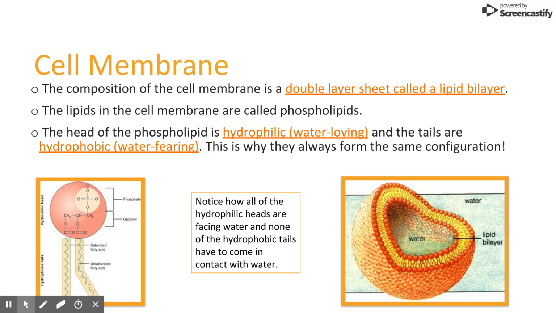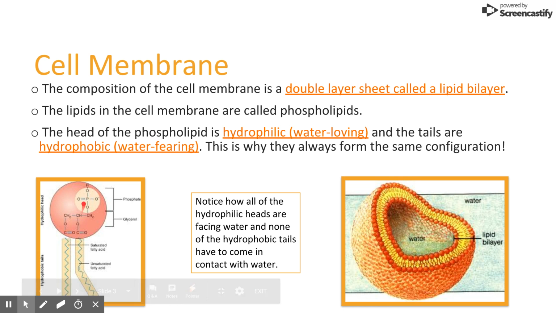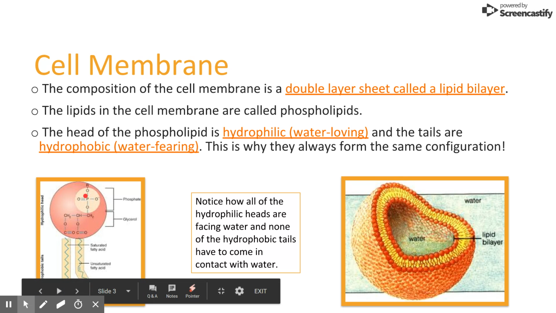The head of the phospholipid is hydrophilic, which means water-loving, and that is the part in the diagram right here, this is the water-loving part. And then the tails, this part down here, is the hydrophobic or water-fearing part.